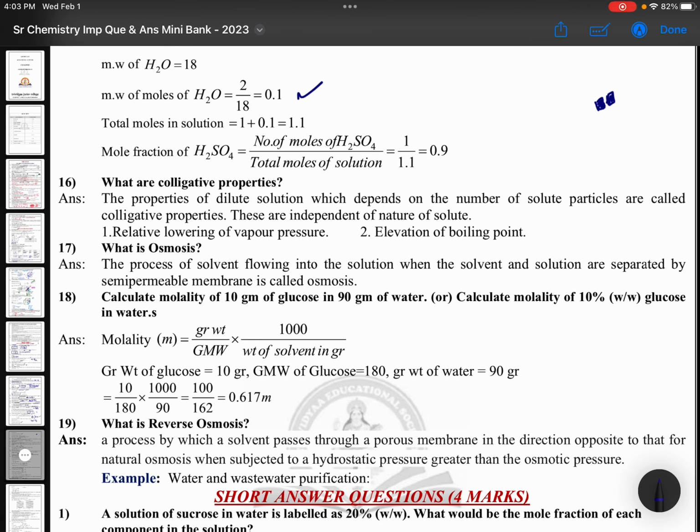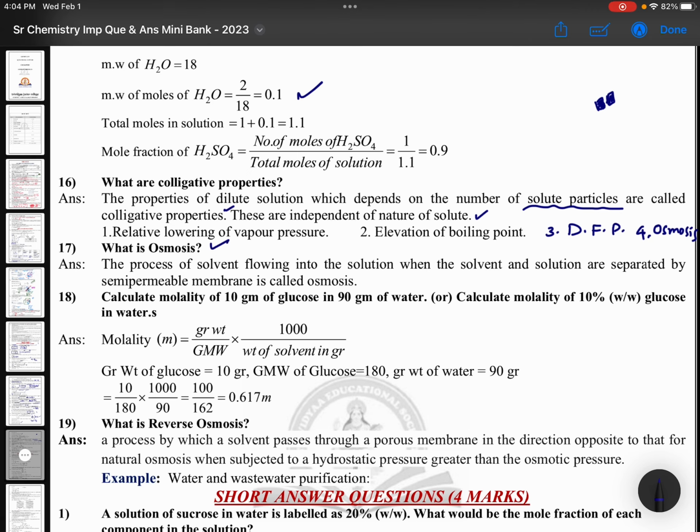What are colligative properties? The properties of dilute solution which depend only on the number of solute particles are called colligative properties. These are independent of nature of solute. सॉल्यूट के नेचर के ऊपर डिपेंड नहीं करेगा. Relative lowering of vapor pressure, elevation in boiling point, depression in freezing point, and the fourth one also write, osmosis. ये इजी है ना, इसको आप याद रखो.